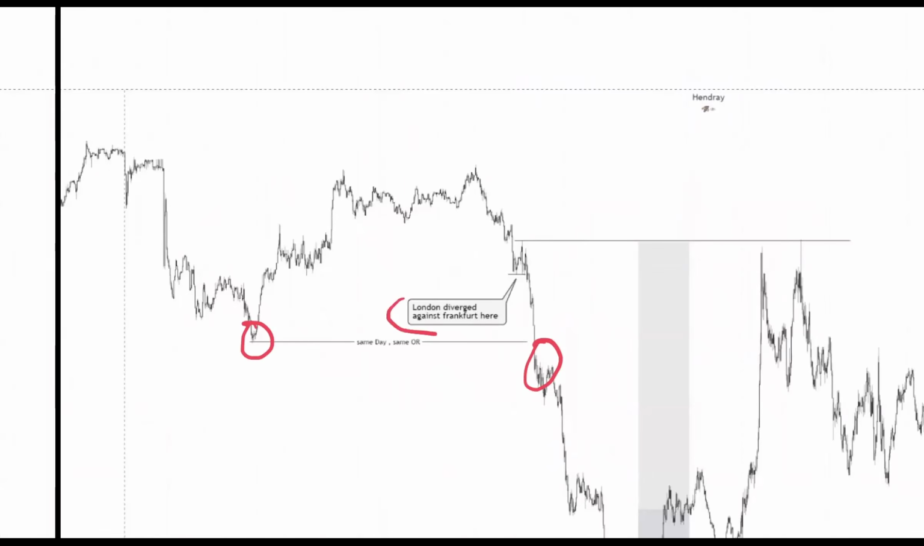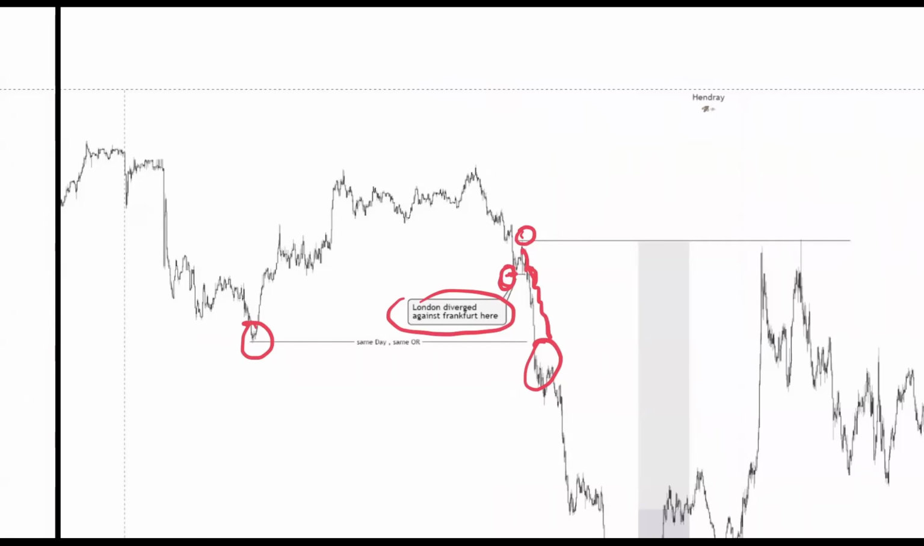So London diverged against Frankfurt. I think London was a buy. Yes, London was a buy, or Frankfurt was a sell. So it was London that came to raid this low. And this low is what leads to this high. So this low is from Frankfurt. This impulse is from London. So they diverge against each other.